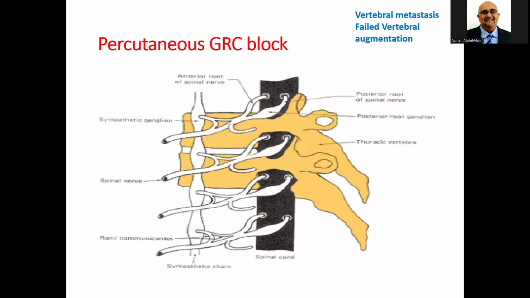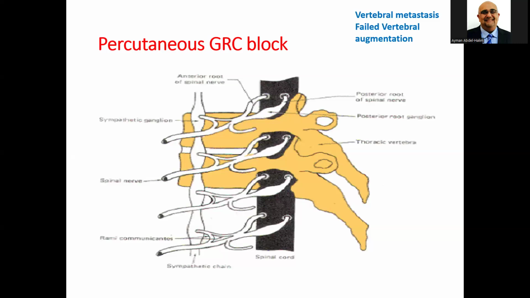Percutaneous gray ramus communicans blocks. All right. These are actually old techniques that we used to use in cancer pain before the era of vertebroplasty and kyphoplasty and all that, which was basically discovered in the late 90s by a group of interventional radiologists in France. So we block this nerve, okay, called the gray ramus communicans.